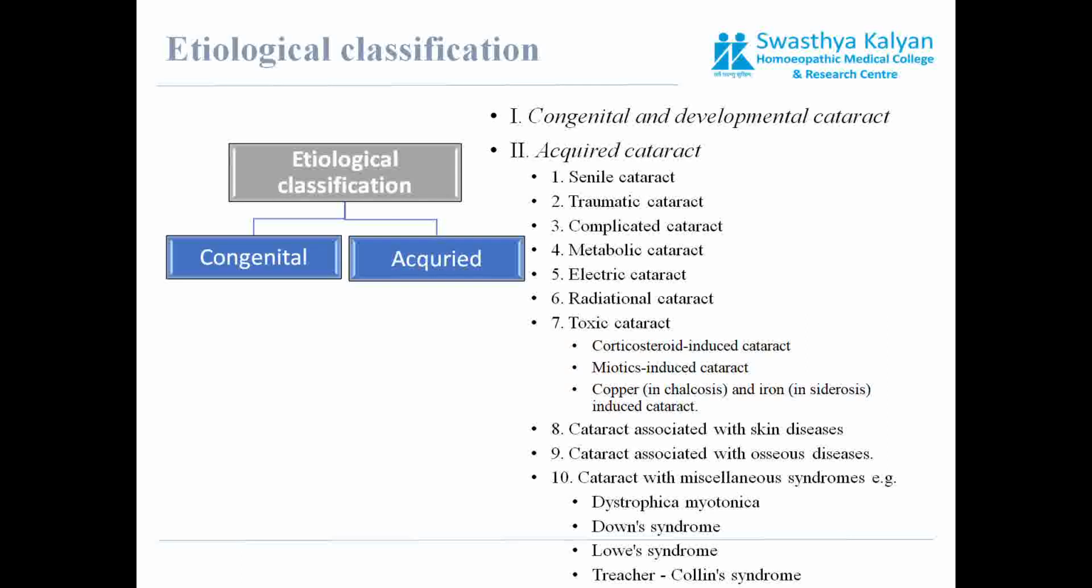The second one is acquired cataract. Acquired cataract is subdivided into many parts. First is senile cataract, second traumatic cataract, third complicated cataract, fourth metabolic cataract, fifth electric cataract, sixth radiational, seventh toxic, eighth cataract associated with skin diseases, ninth cataract associated with osseous diseases, that means bony diseases, and tenth cataract associated with miscellaneous syndromes.